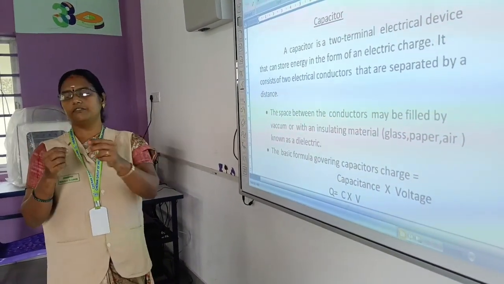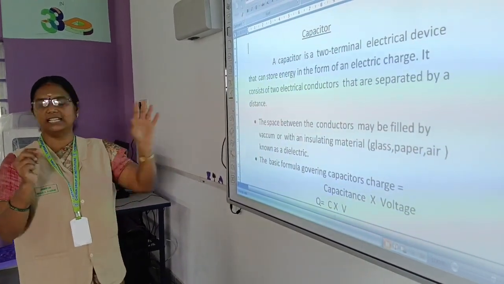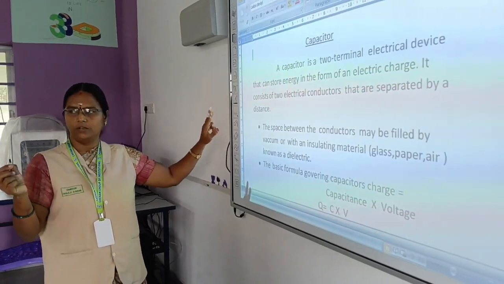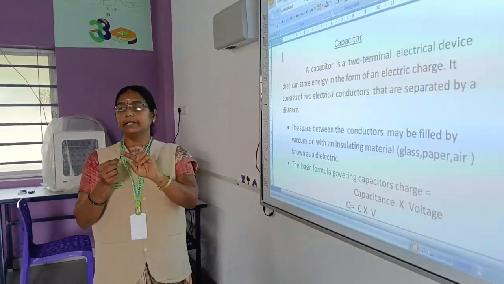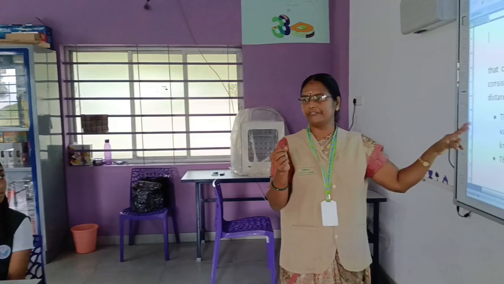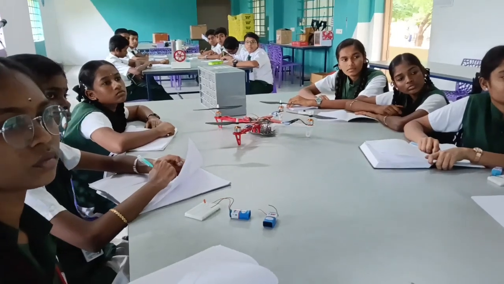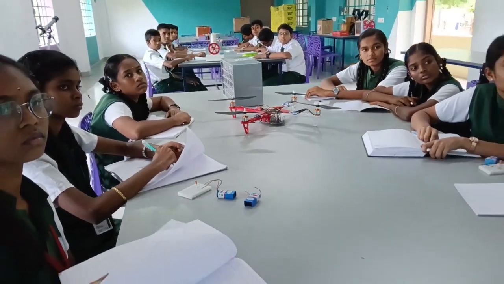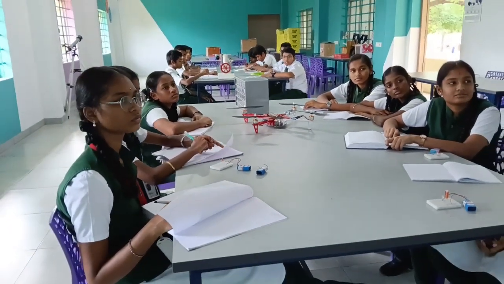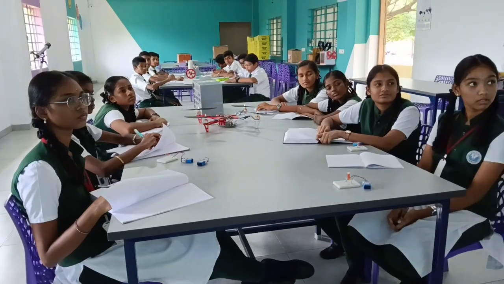It consists of two electrical conductors that are separated by a distance. The space in between the conductors may be filled by vacuum, glass, paper, or air, and is known as a dielectric. The main purpose of a capacitor is to store energy in the form of electrical charge.